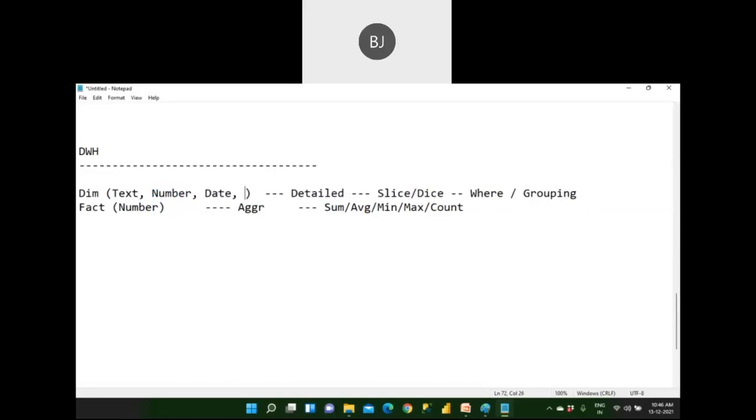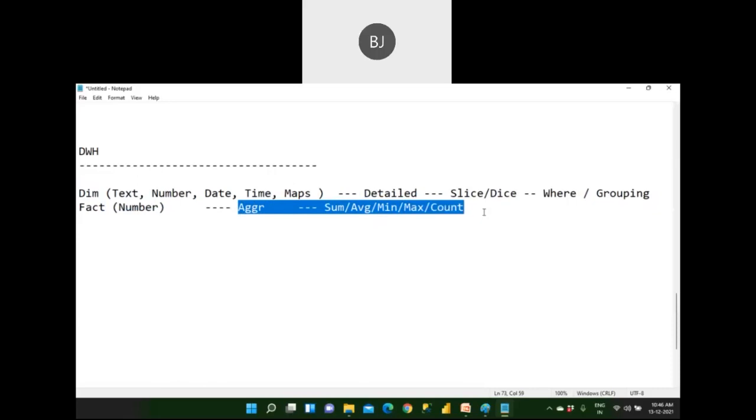You will be able to get geography data, maps data, all this data: textual data, number data, date data, time data, maps data, a lot of other data. You will have latitude, longitude. All this data comes under dimension data only. Am I clear? So fact means that it should be a number, plus you should be able to aggregate it. Sometimes you have a number, but a number also can be treated as dimensional data.